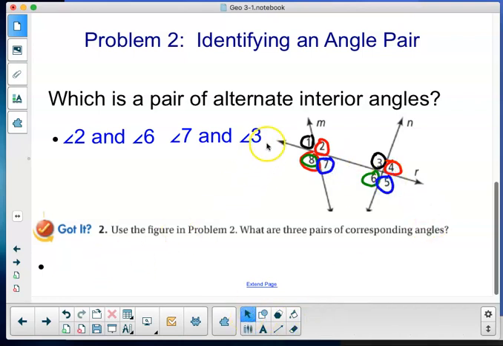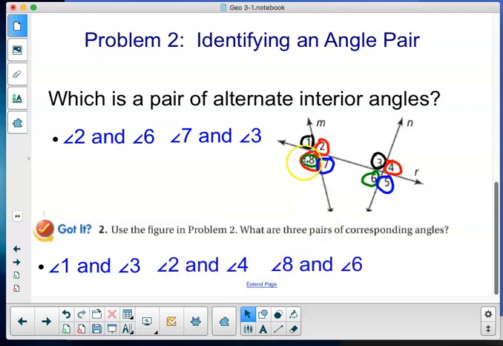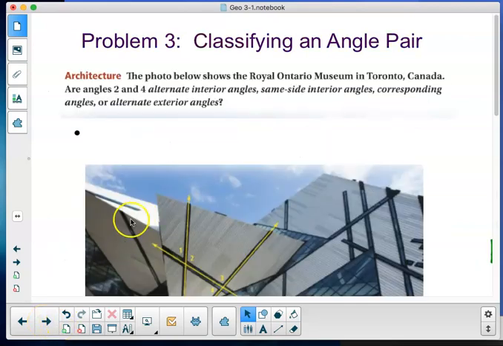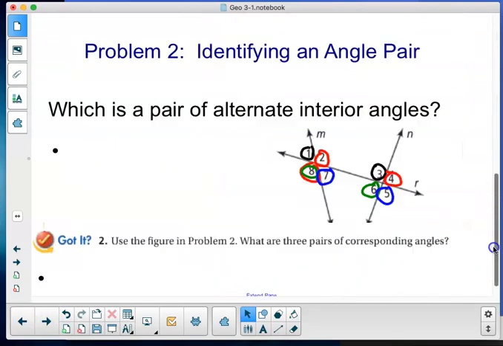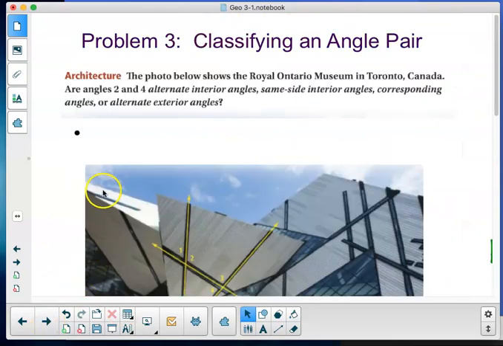Those are corresponding. They're on the same side of the transversal in the same relative positions. 1 and 3, 2 and 4, 8 and 6, and 7 and 5. Those are our corresponding angle pairs. I hope that went well for you. If there are questions, make sure you talk to a geometry teacher in the flesh. Make sure you're inquiring about what's going on with those. Now, let's just make sure that was it. There you are. Now let's go on.